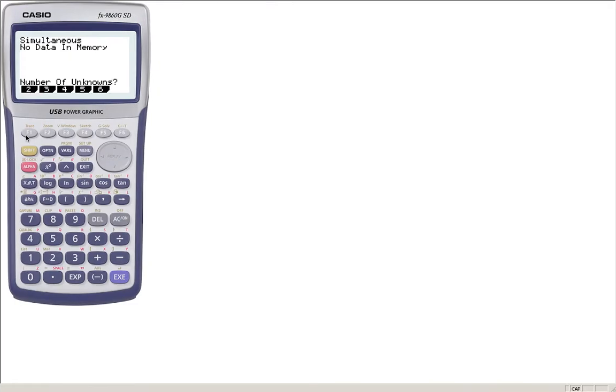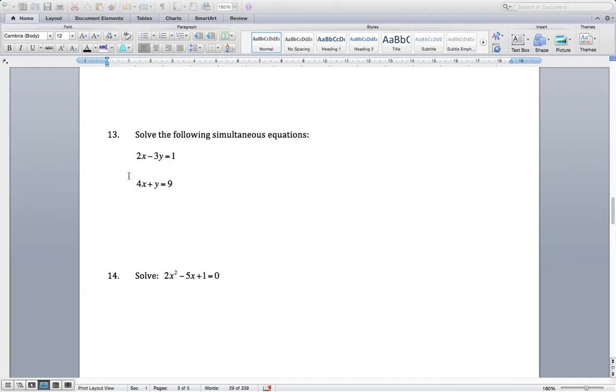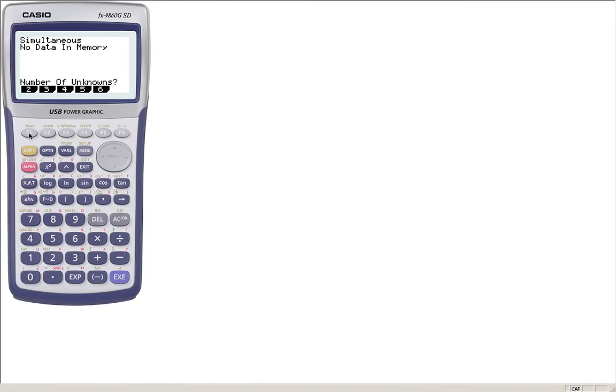Then it will ask you the number of unknowns. How many unknowns are there? You can see that there are two unknowns, x and y. So let me press 2. Okay. So you can see that it is in the form an x plus bn y equal to cn, ax plus by equal to c.